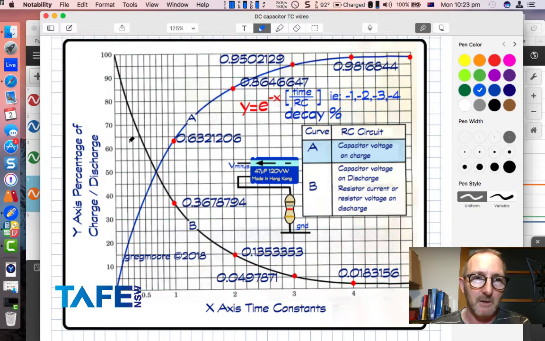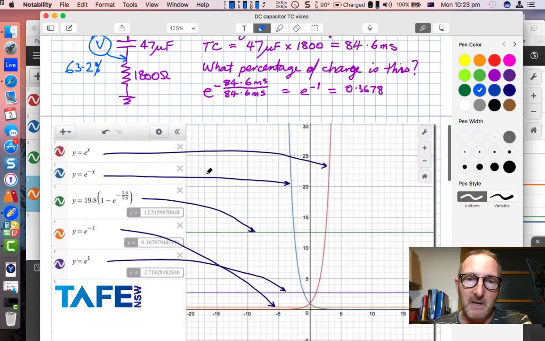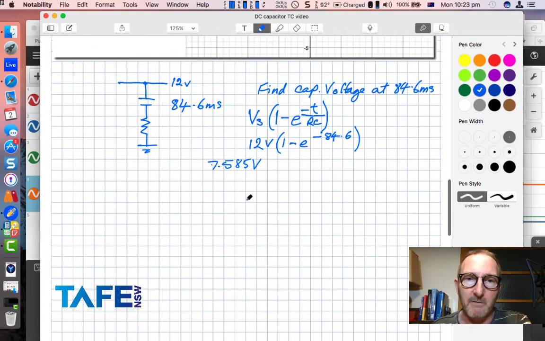Now, the interesting thing is that if we look at our chart, there's our 63.2%, and we had to multiply that by our rail voltage, because that's only a percentage of charge or discharge on this y-axis. In this case, we've got 12 volts, and that gave us the 7.5 volts.